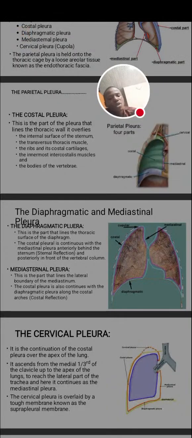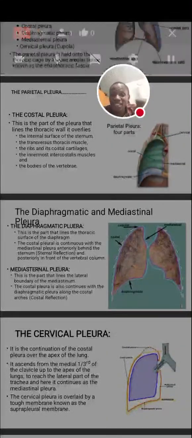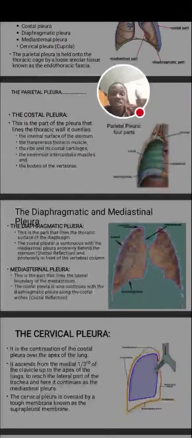So if you look at this, it becomes STRIB, C stripe. So the costal pleura is made up of stripe. Costal pleura, what are the things it overlies? Because we say the pleura lines the thoracic wall. S for the inner sternum, T for the transversus.